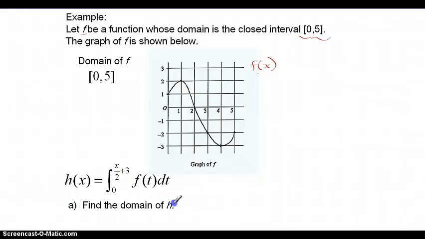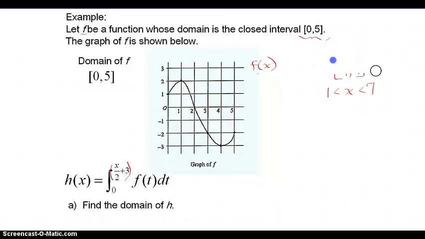Part A says find the domain of h. Well, there is a relationship between the domain of f and the domain of h, and that relationship has to go through this upper limit. Before, on the last example, we accumulated from 1 up to x, and the domain of f was from 1 to 7. And the domain of f and the domain of h had a 1-to-1 relationship. X was the 1-to-1 relationship. Now here, we don't have that 1-to-1 relationship between inputs of f and inputs of h. Here are how inputs of h are defined.